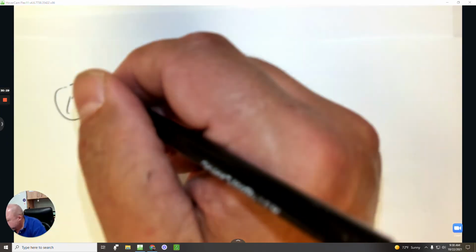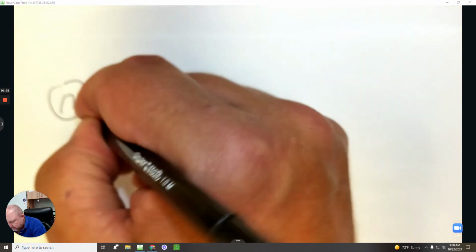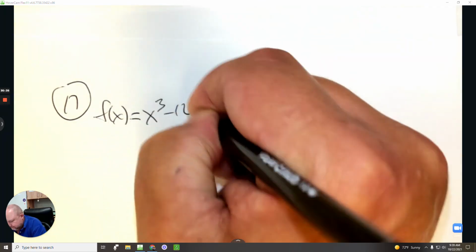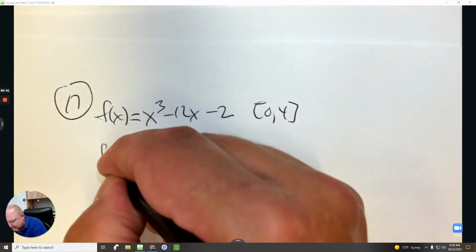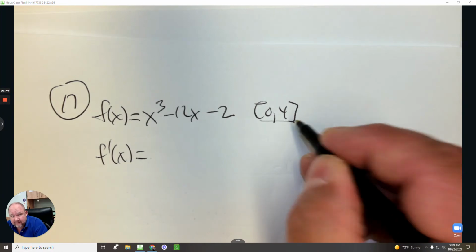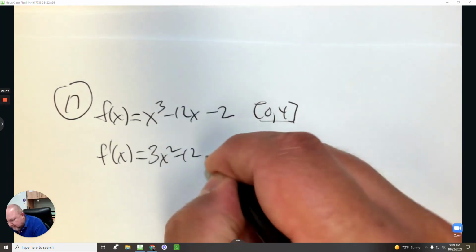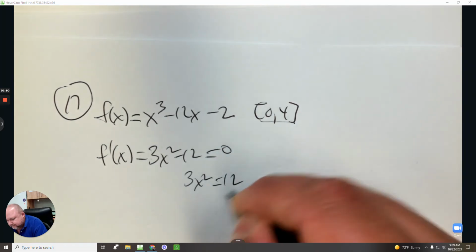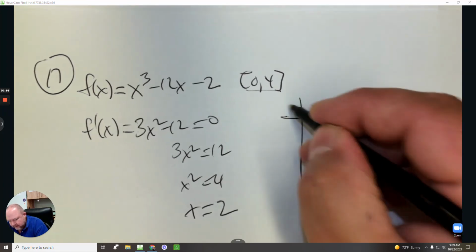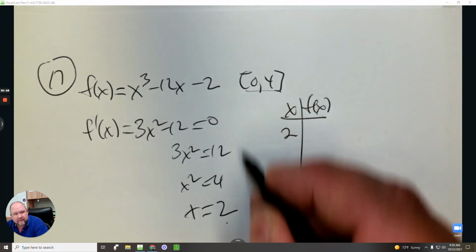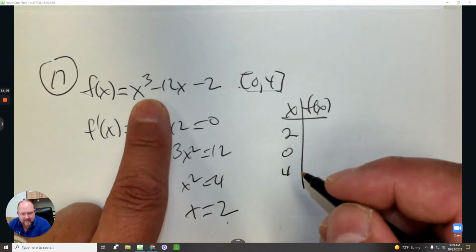Number 17. Find the absolute minimum and maximum of this function from 0 to 4. So to find the absolute minimum and maximum, I'm first going to find critical numbers in that restriction. To find the critical numbers, take the derivative, set it equal to 0, and solve. You would get positive and negative 2, but I only want positive 2 in the interval. Then I do a table of values. I use the critical number and the ends, and then I plug them into the function and get my answer.